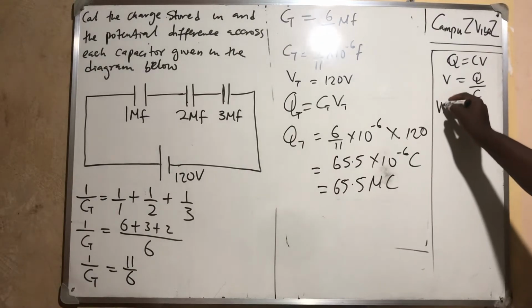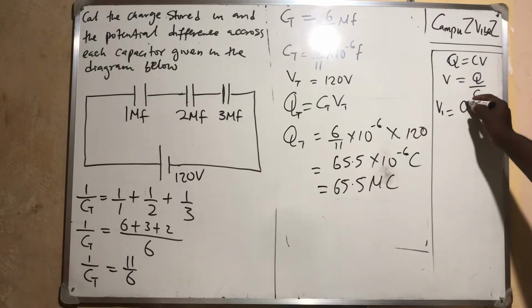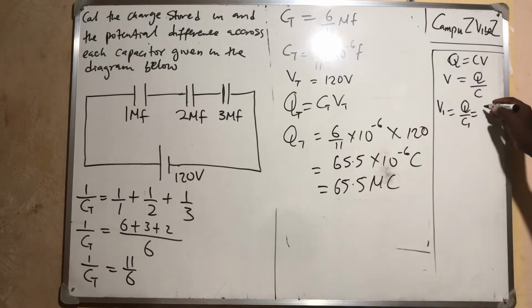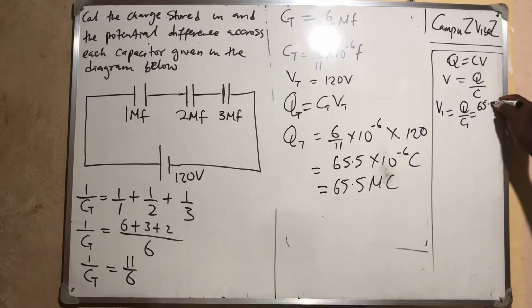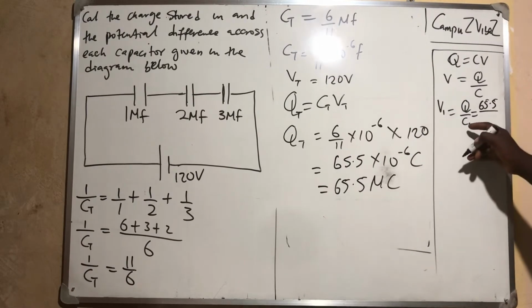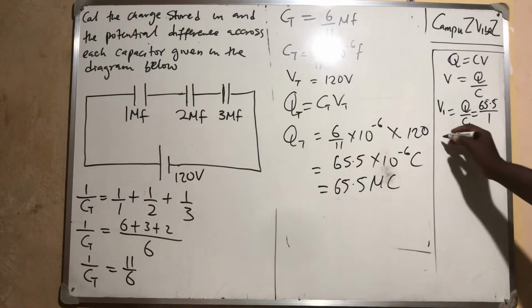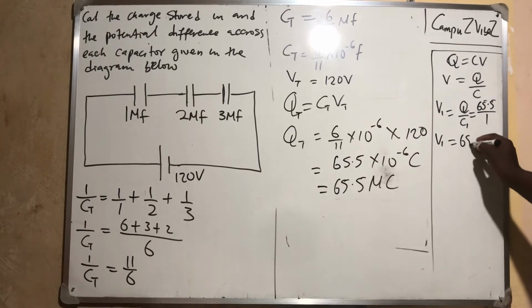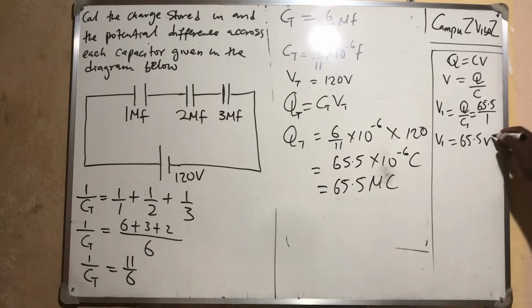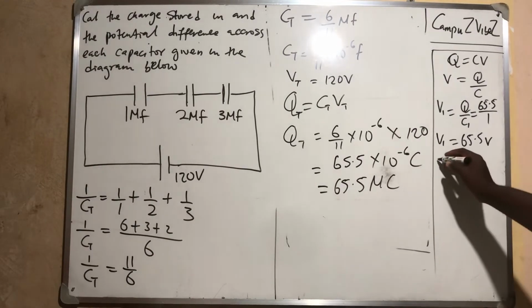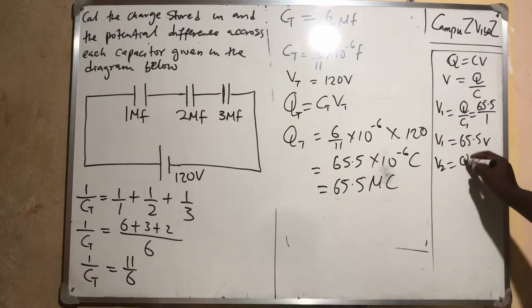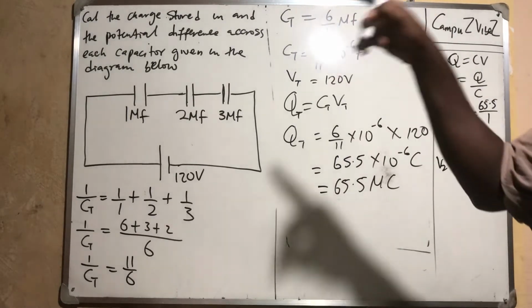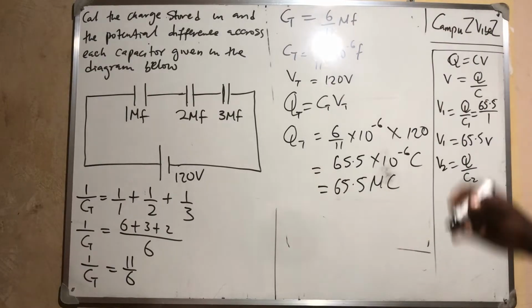So for V1, the first one, V1 is equal to Q over C1, which is 65.5 mu coulomb divided by my C1, which is 1. So my V1 is now the same 65.5 volts. All right. So for V2, Q over C2. Why am I using this same Q? It's because it's the same charge that is across them.